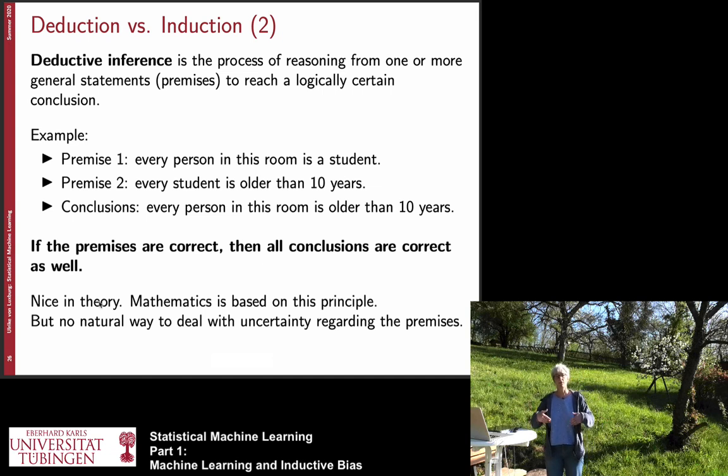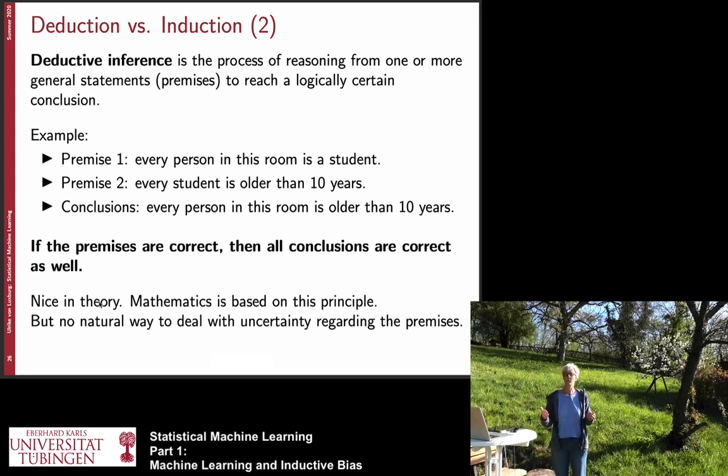You come to the conclusions by the rules of logic. And you can always be certain, if the premises are correct, then your conclusion is correct as well. This is a very, very nice framework, of course, and all of logic is built on this, all of mathematics is built on this. However, the big problem in this kind of thinking we need for machine learning is this term, if the premises are correct.